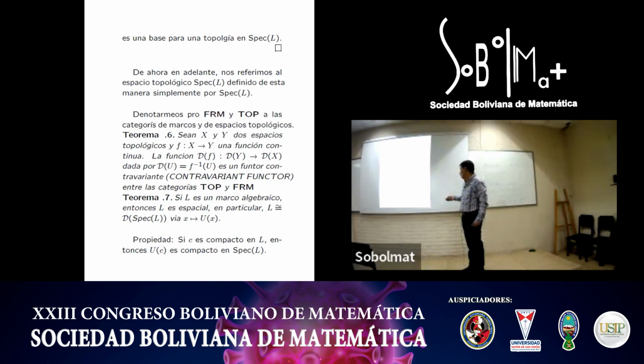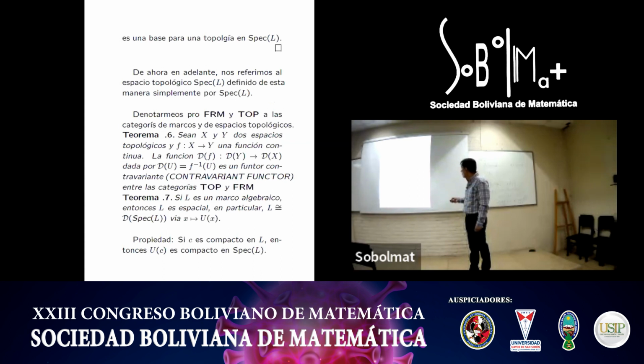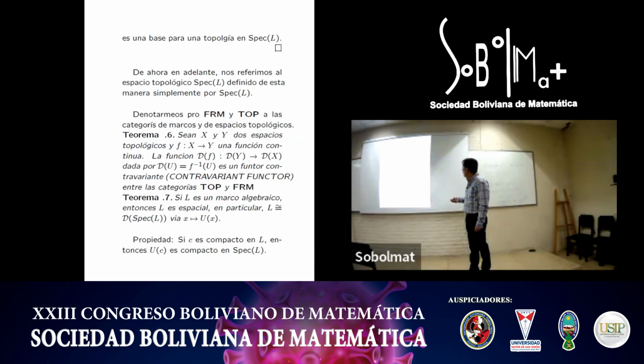For example, since we have these translations, we can characterize compacts in L. If C is a compact in L, then U of C is a compact in the space, in the prime spectrum, in the topological space, for example. Okay. What did I do here? I think I jumped. Okay, I'm fine. Okay, we defined X and Y, and okay, there we go.